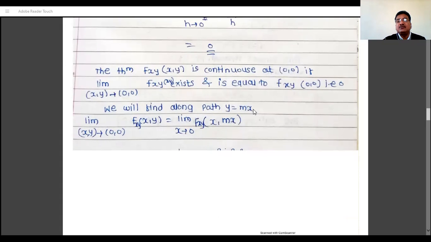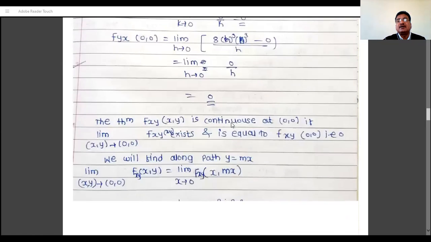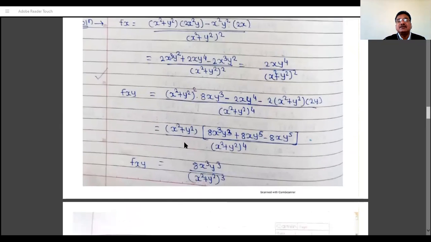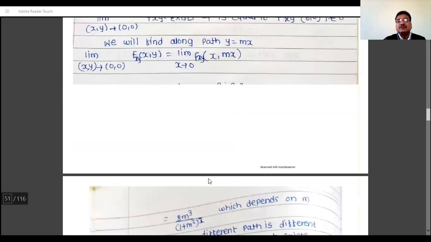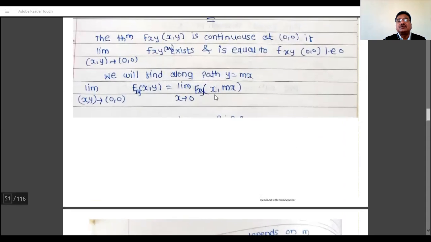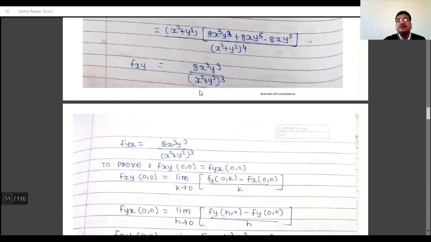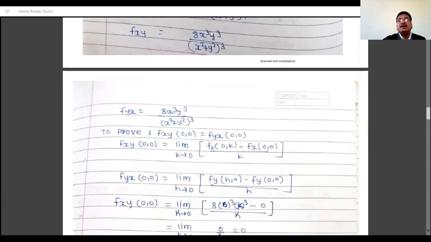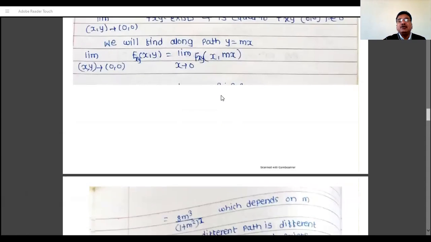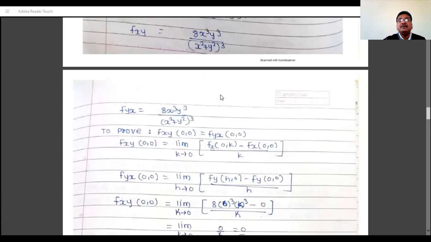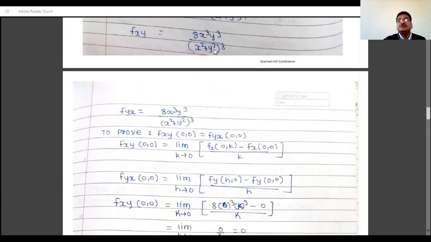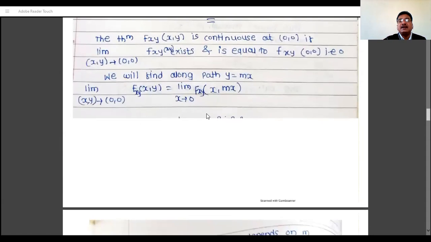So the limit along the path y equal to mx, that is fxy at x, mx, and fxy is this. So substitute y as mx. So what do we have? Here is the calculation: substitute y as mx. We have 8x cube m cube x cube divided by x square m square x square bracket cube. Then take x: the numerator is x raised to 6 divided by the denominator. Take x square as common, so it's bracket cube, meaning we have x raised to 6 in bracket 1 plus m square bracket cube, and then x raised to 6 gets cancelled.